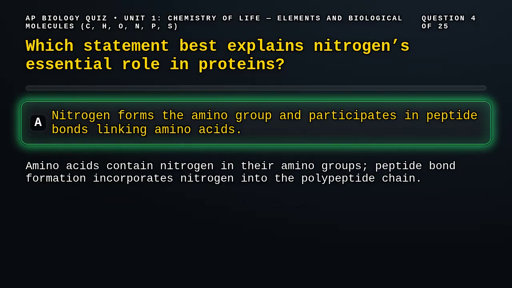Correct answer, A. Nitrogen is part of amino groups in amino acids and is incorporated into peptide bonds during dehydration synthesis, making it indispensable for protein structure, unlike carbohydrates, which contain only C, H, and O.